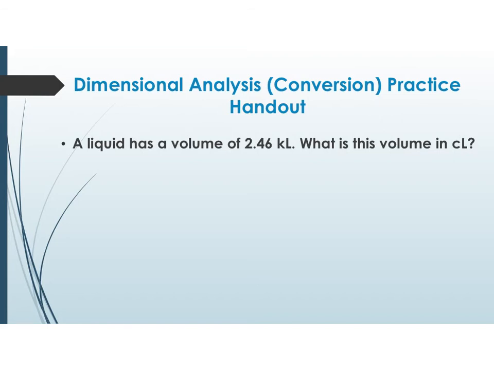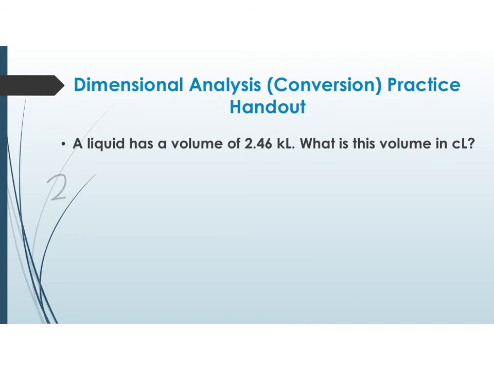So this one works a little bit different because we need to figure out if a liquid has a volume of 2.46 kiloliters. What is this volume in centiliters? We've not used liters before, but it will work the same way as everything else because, again, we have kiloliters, so we have that prefix kilo, and then we've got the centiliters, so that prefix centi, and the beauty of this is that it all works the same because they're all powers of 10, and that's awesome.